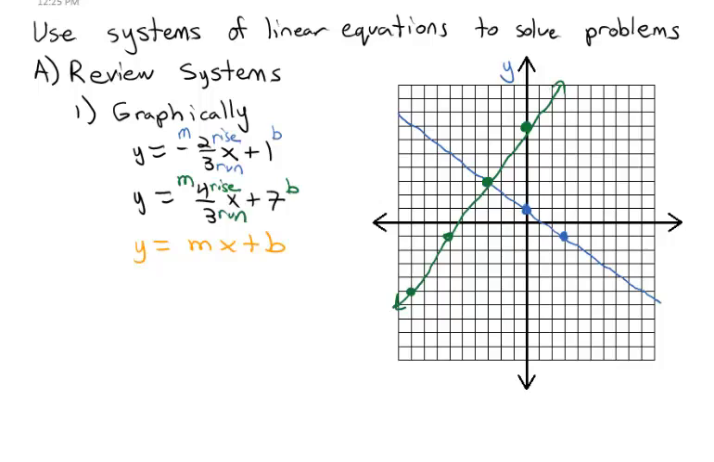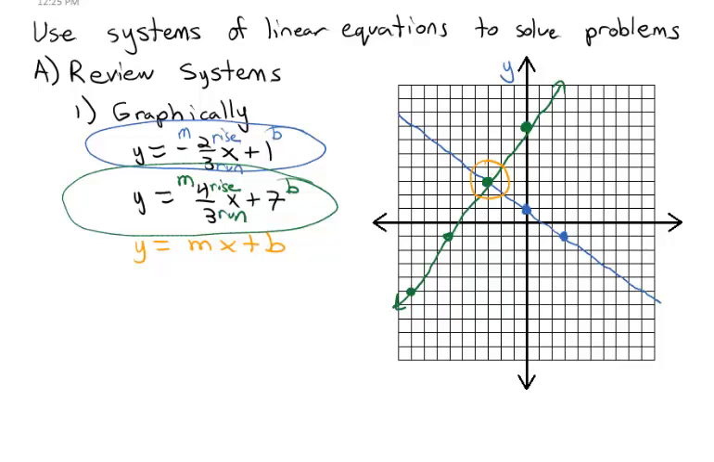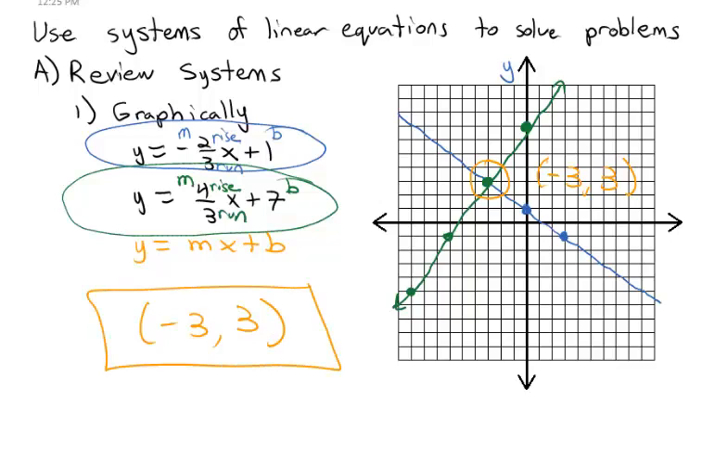Now what we see here is the blue line represents all the solutions to the first equation. The green line represents all the solutions to the second equation. We want the solution that works on both, and that's going to be where both of them overlap. And if we count that, that's at negative 3, positive 3. So that's going to be our solution to this equation. Negative 3, positive 3 is the xy value that works for both equations. So that's how we can solve graphically.